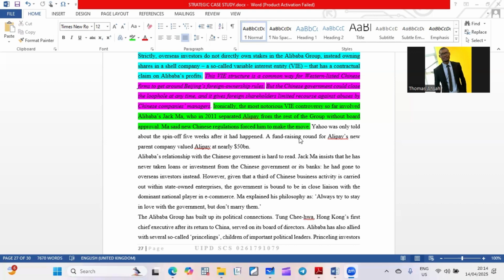All right. Yes. It says that the fundraising for Alipay's new parent company valued Alipay at nearly 50 billion. So please, these are things that you should be mindful of.